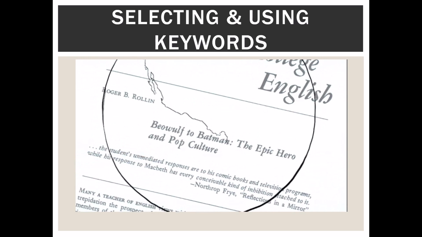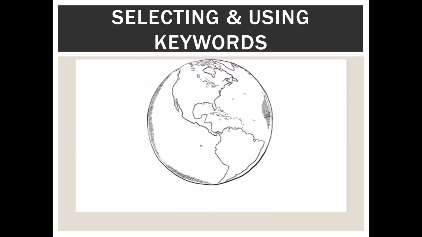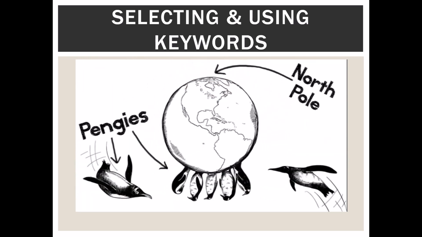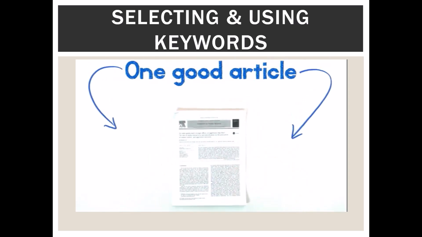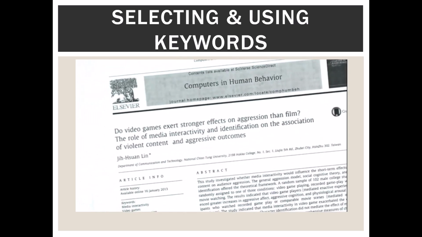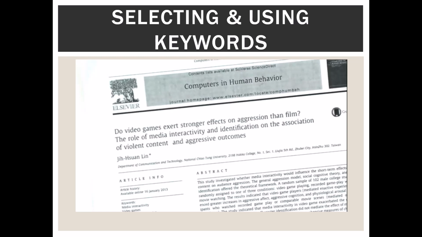Huh. If you aren't finding anything, it's because you're hunting for delicious penguins up at the North Pole. It's funny because they don't live there. Try a few different databases before you start to worry. Also, you only really need to locate one good article. Articles are written by, and I say this with love, hardcore professional nerds.